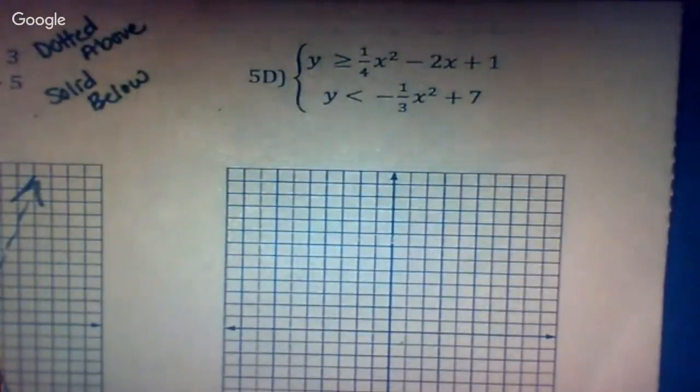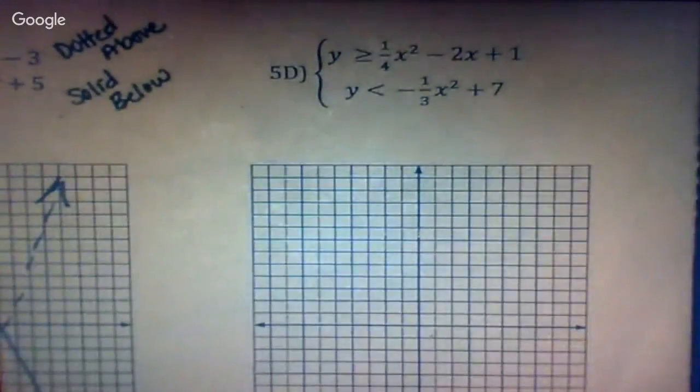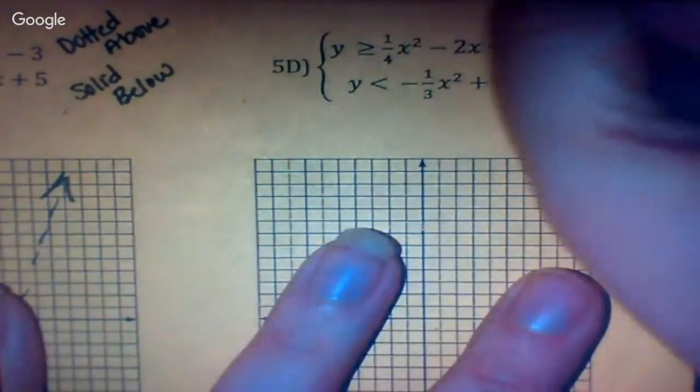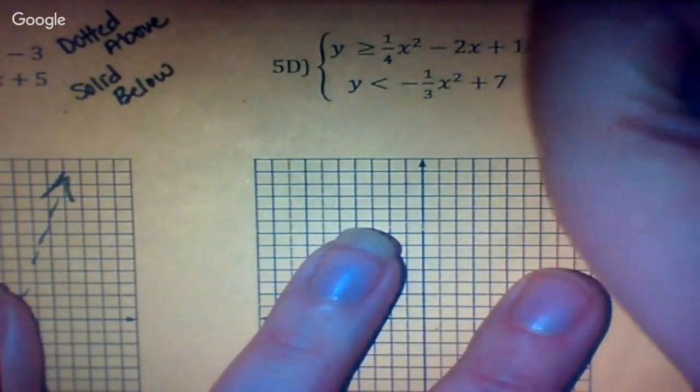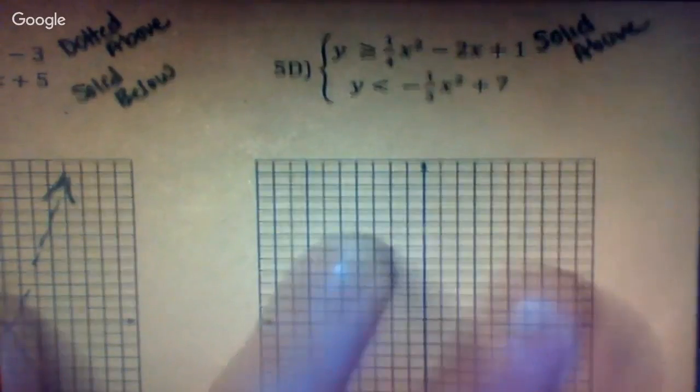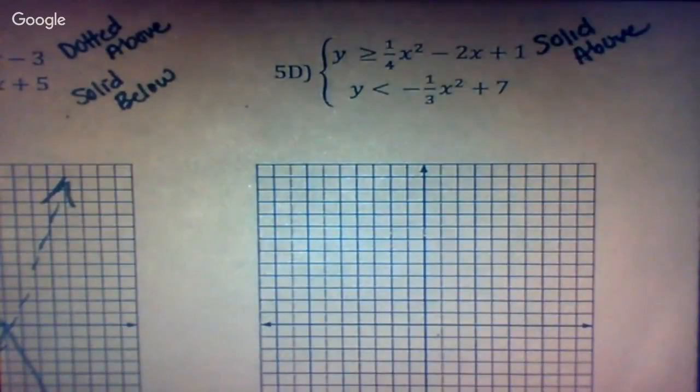Okay, this last one, top one. What kind of line and how am I shading? Greater. Solid and above. It's greater than or equal to, so that makes it solid. And the greater than makes it above. The second one. Below and dotted. Good.